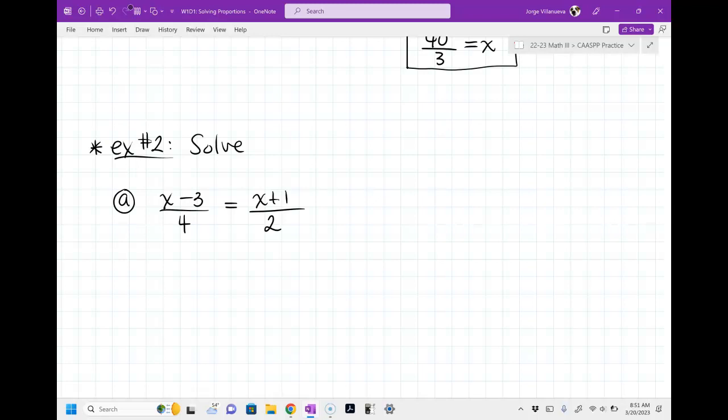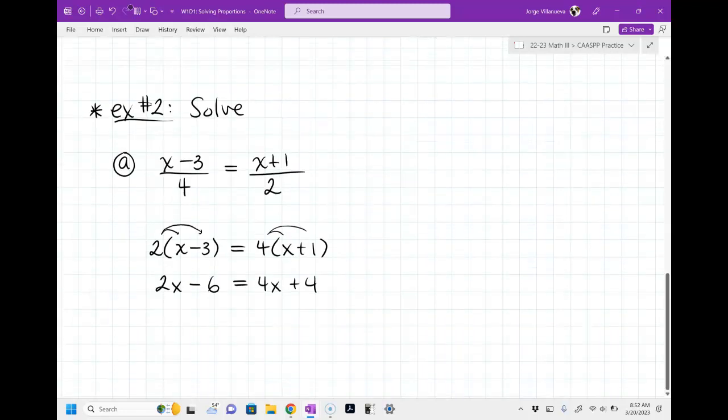Let's do the 2 times (x minus 3) first here. So 2 times (x minus 3) will be 4 times (x plus 1). Again, it doesn't matter. If you wrote 4 times (x plus 1) on the left side and 2 times (x minus 3) on the right side, it makes no difference. Okay? So let's go ahead and distribute now. That's what we have to do. We're going to distribute this stuff over here. So this is 2x minus 6 equals 4x plus 4.